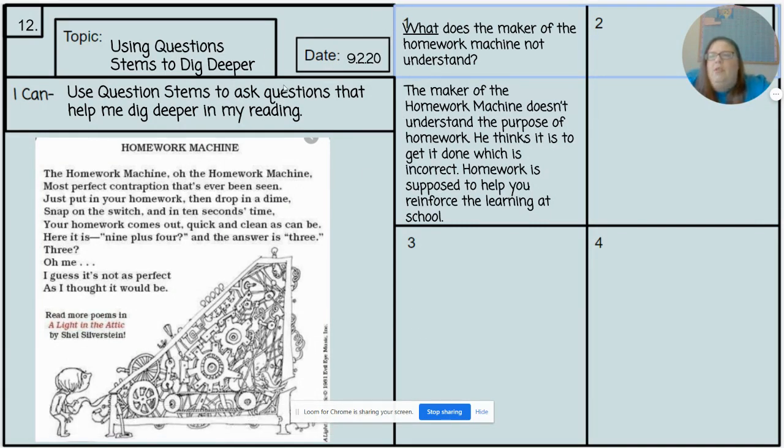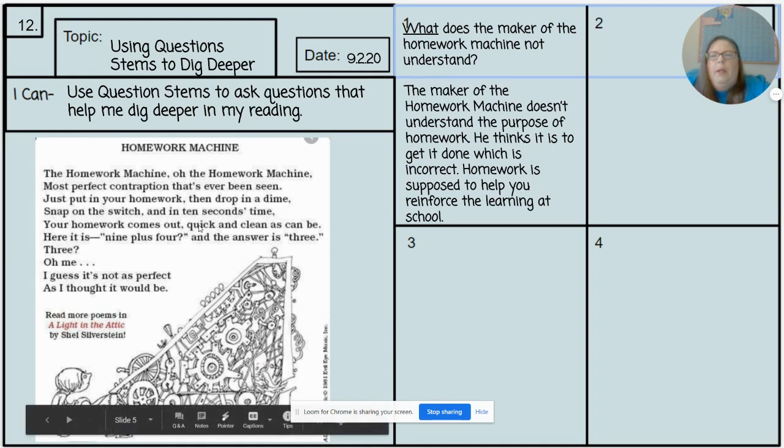Today's topic is using question stems to dig deeper. That date's wrong. I'm going to have to change that. I was tired. Your I can statement is use question stems to ask questions that help me dig deeper in my reading. You're going to paste this into your reader's workshop notebook on the 12th page.